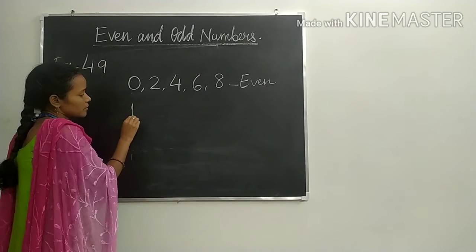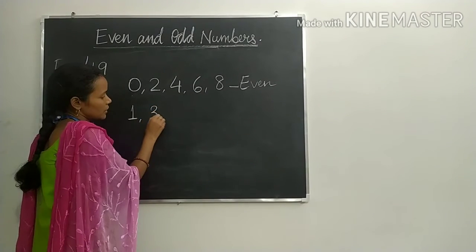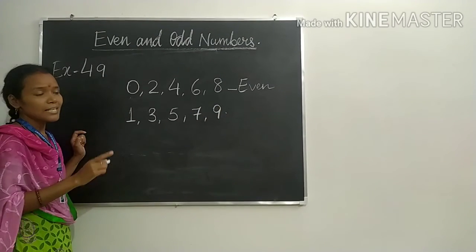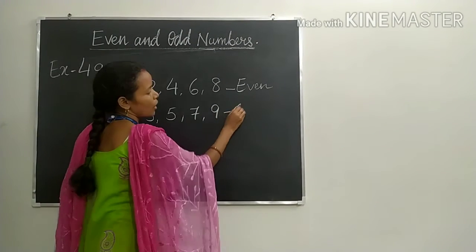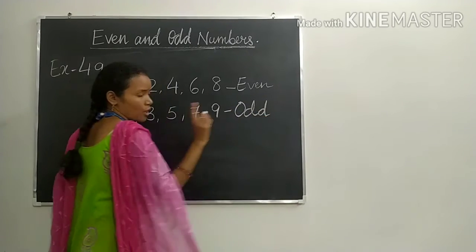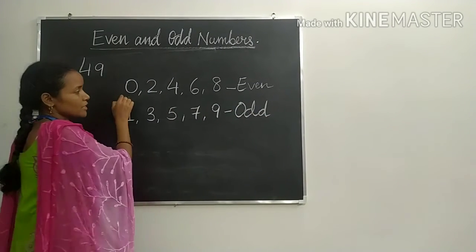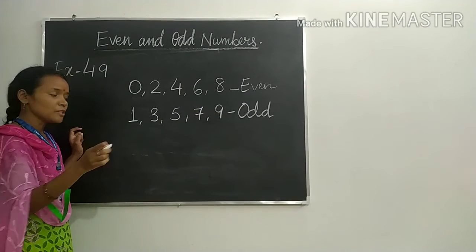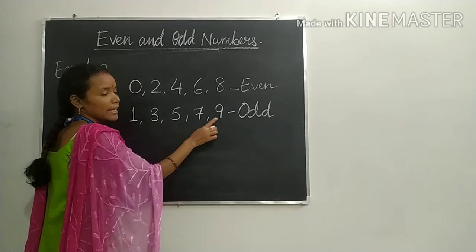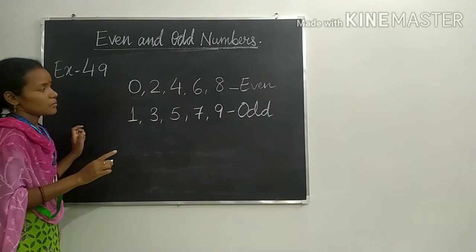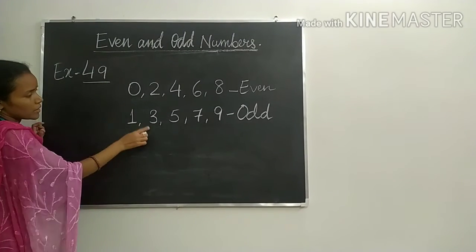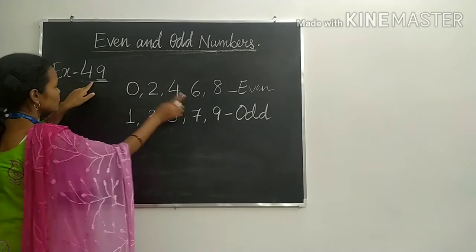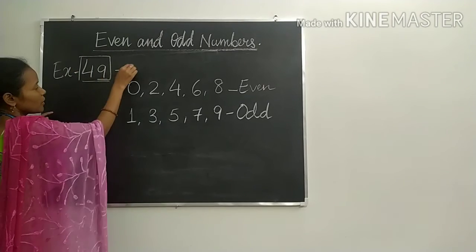Similarly, suppose you find 1, 3, 5, 7 and 9 in the place of ones, that number is always an odd number. In short, you can say numbers which end with 0, 2, 4, 6 and 8 are even numbers, and numbers which end with 1, 3, 5, 7, 9 are odd numbers. So, easily we can find out now with the help of these two things that number 9 is an odd number. So, 49 will be an odd number.